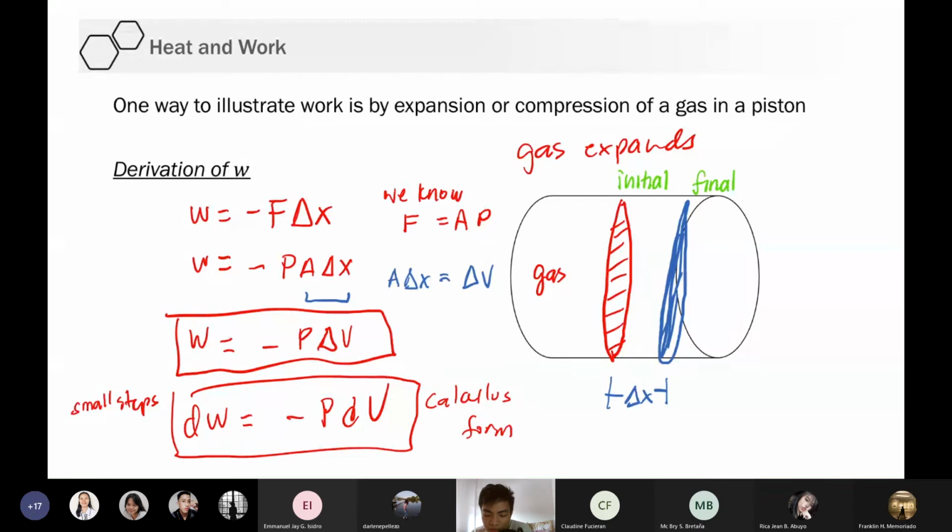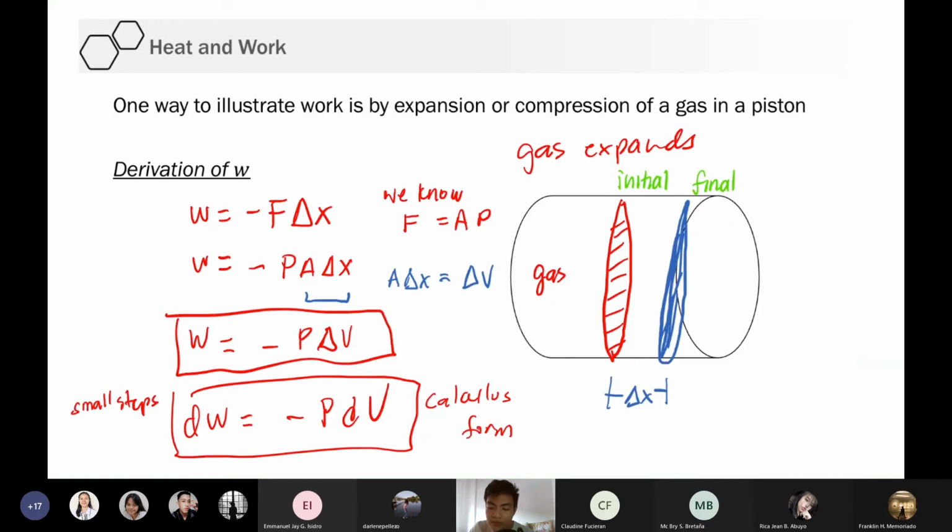Okay. So, the general equation for work is negative PdV o kaya negative P delta V. Kapag calculus yung changes ay D, sinusulat as letter D. Kaya mapapansin nyo sa calc nyo, may dx, dy. Yung D na yon change yon in x or change in y. Okay, pero small yung changes na yun, infinitesimal.